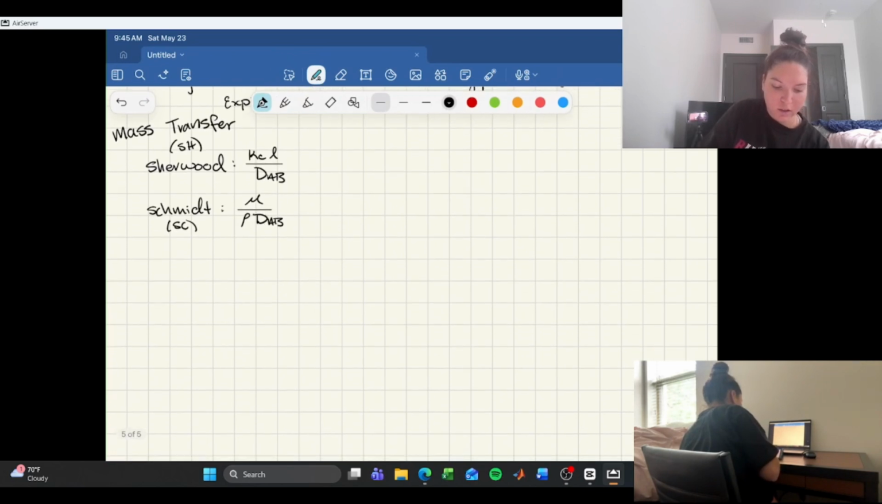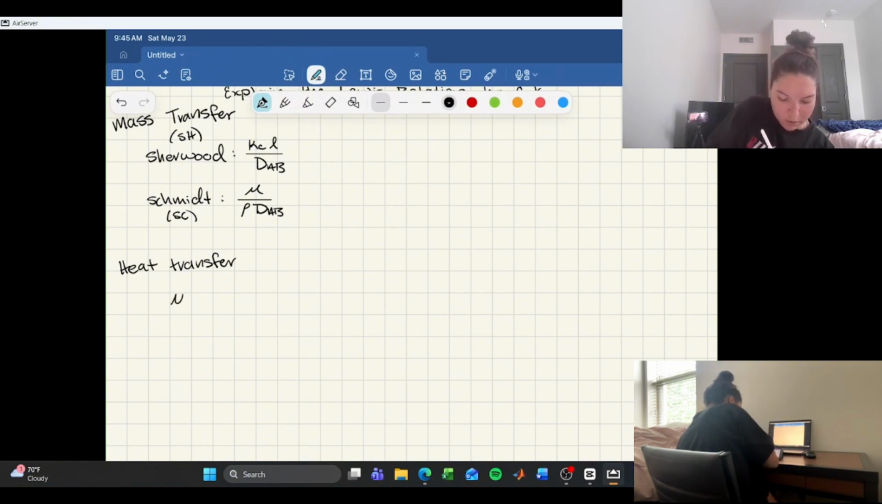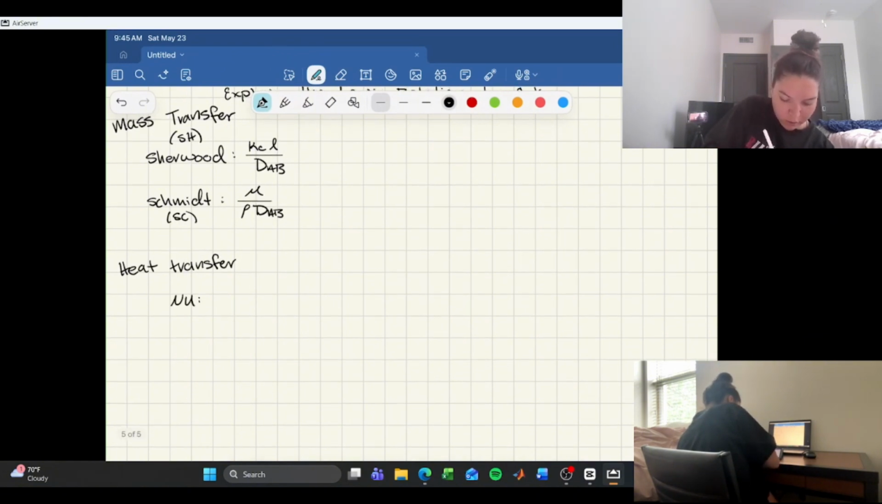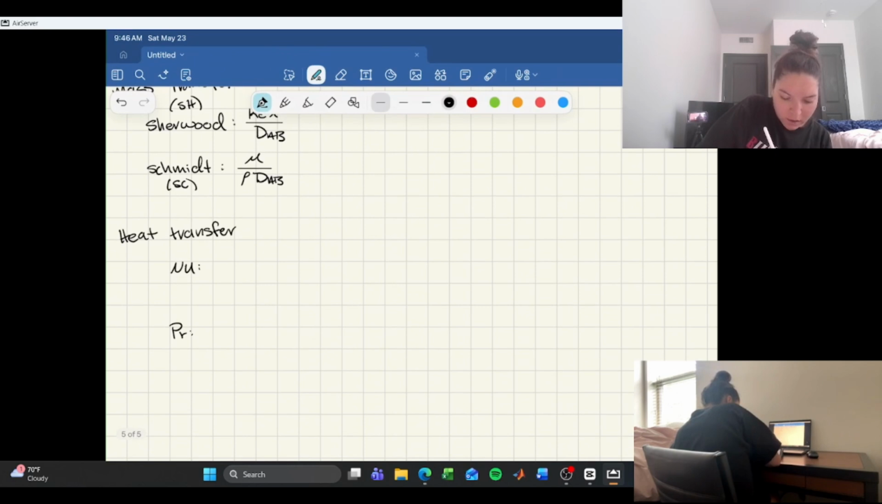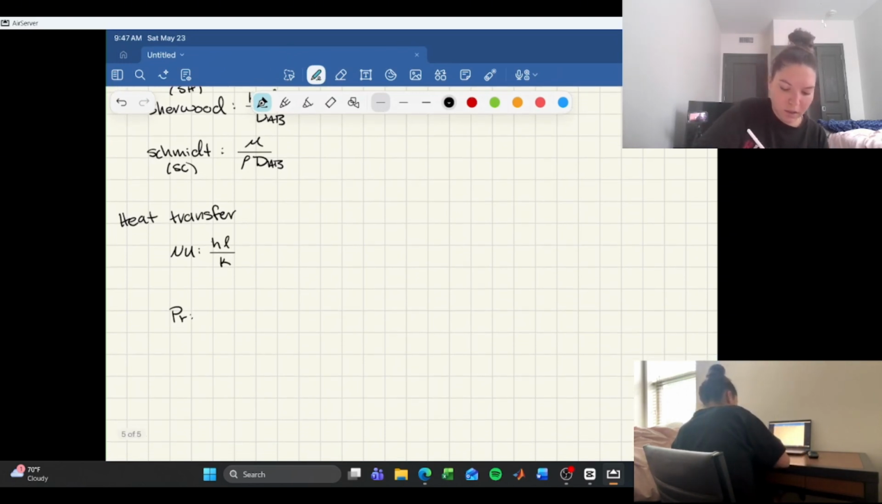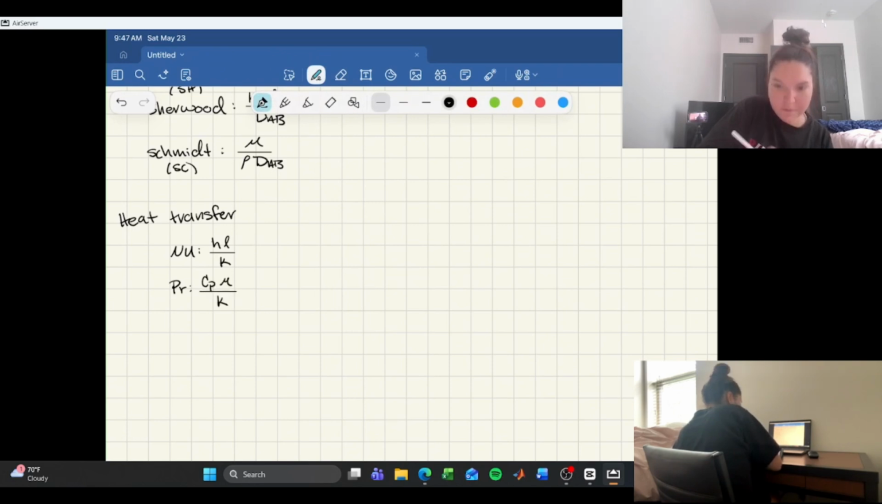And for this analogy, we also need to look at heat transfer. For that, we're going to be using the Nusselt number and the Prandtl number. The Nusselt number is the heat transfer coefficient times the length over the thermal conductivity. And the Prandtl number is the heat capacity times the viscosity over the thermal conductivity.